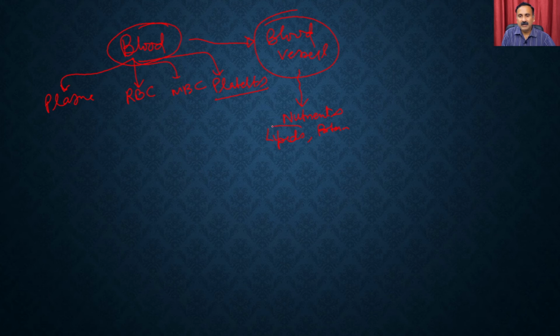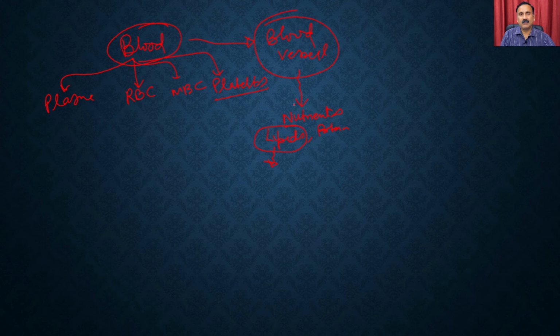So if there is an abnormality, if there is a problem, the blood vessels are going to have problems because of that. For example, if there is a huge quantity of lipids, it is going to make the blood more and more hard, right.